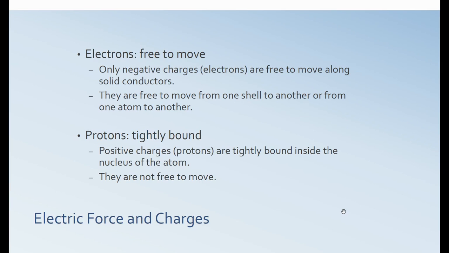The only particles that are free to move are the electrons. And so the electrons carrying that negative charge in a conductor can move either from one shell to another in the same atom or from one atom to another. The protons and neutrons, however, are very tightly bound inside the nucleus of the atom. So the protons and neutrons, they're not going to go anywhere. It's very difficult to move them out of the atom.